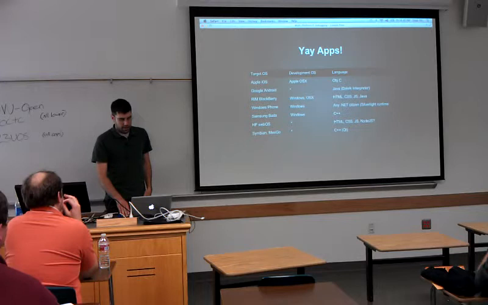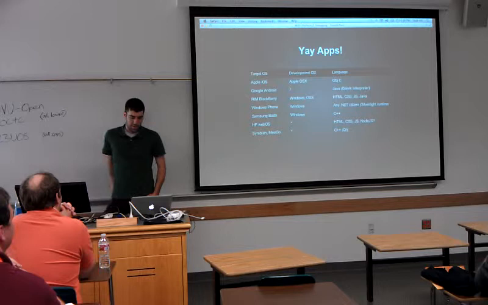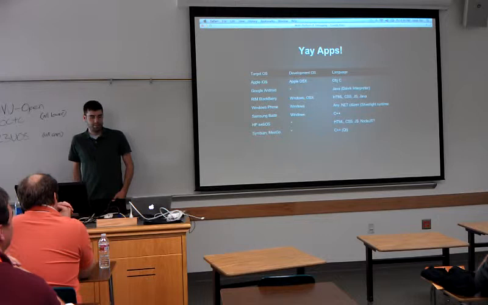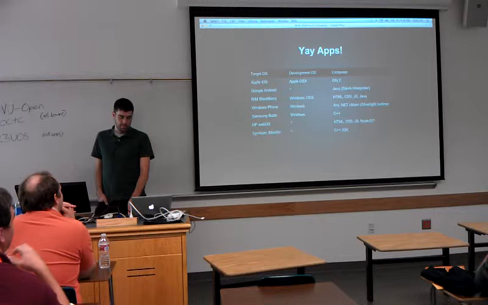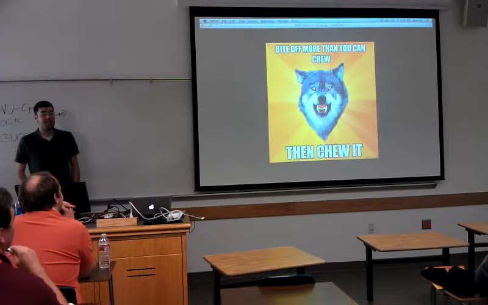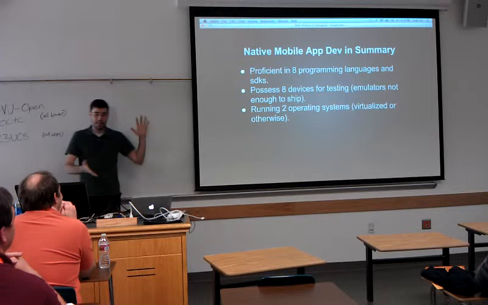So, yay for apps. We have all these mobile operating systems. We've got, of course, iOS, Android, BlackBerry, Windows Phone, Samsung Bada, WebOS, Symbian. You can read the table, but that's a lot of different things to know about, and they're all highly specialized, requiring a good bit of knowledge about each area to be proficient in. What you feel like when you're getting into mobile development is kind of wild. It means you need to be proficient in 8 programming languages if you want to hit that whole table, and 8 different devices.